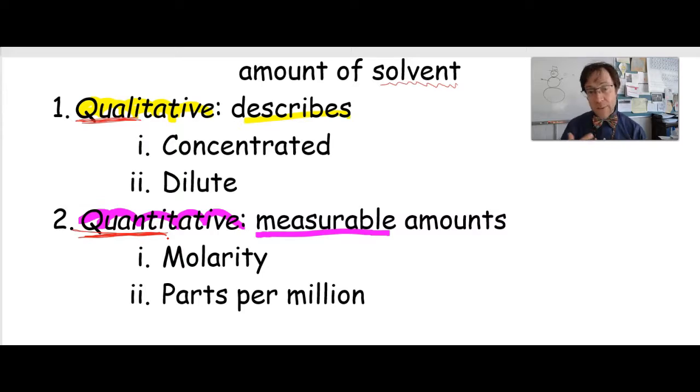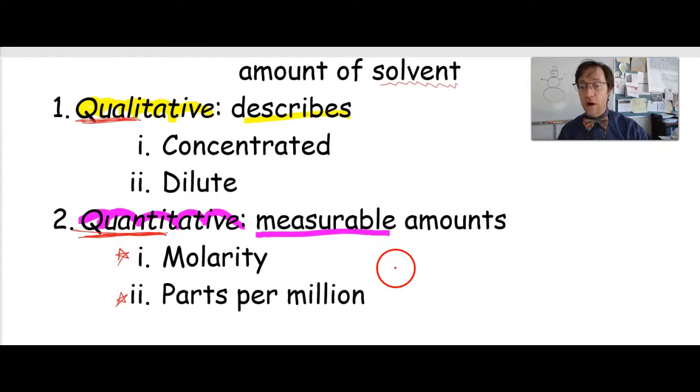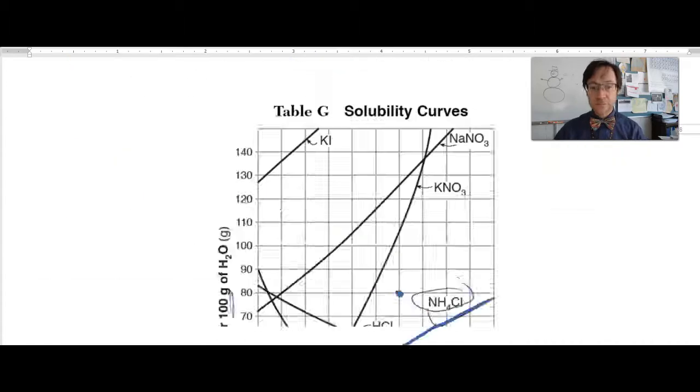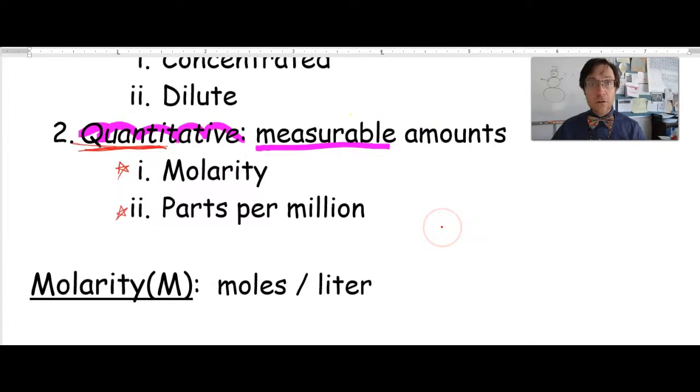So for science, for chemistry, the two major ones are molarity and parts per million. But there is one more that is used quite often, and that is percent. Like I was saying, percent composition. That's the third one that we need to know. So let's just dig right into them.